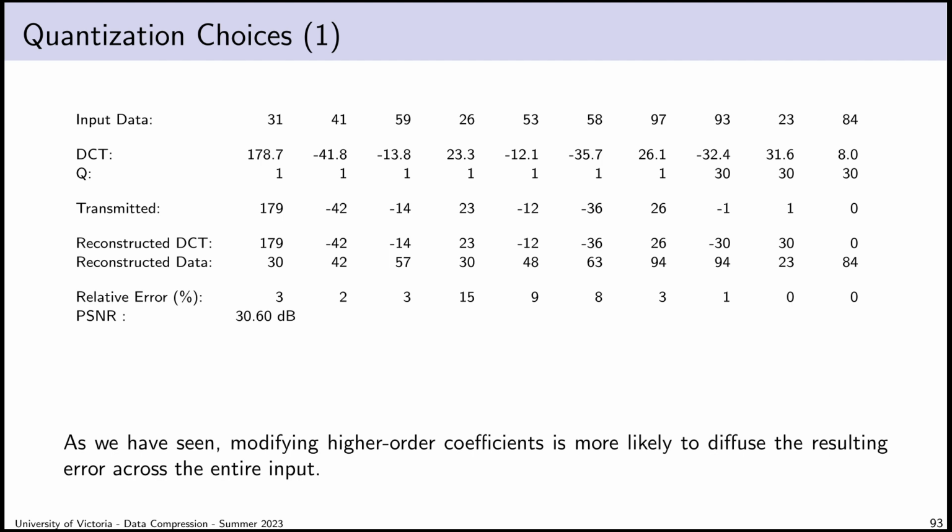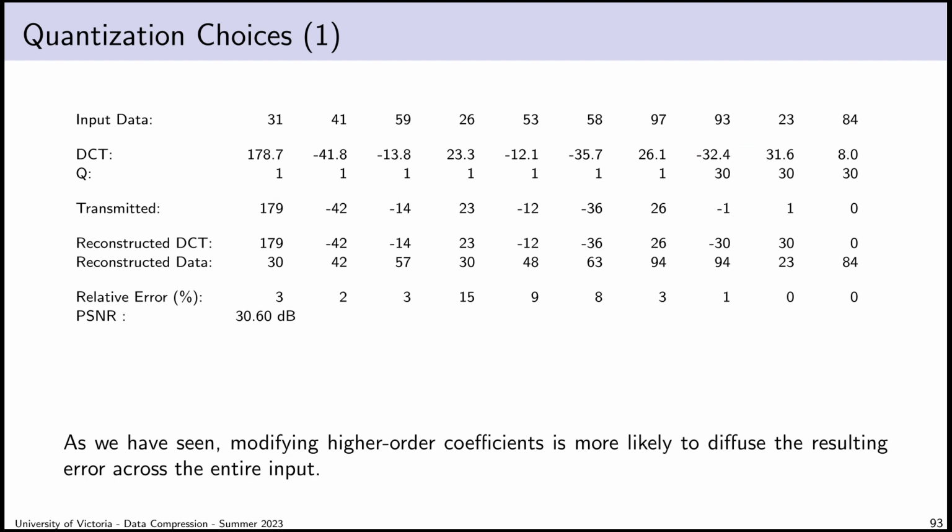Okay, and we can generalize that to even larger sequences. So we know that modifying higher order coefficients tends to diffuse the resulting error better. And so in general, that means I have some motivation to choose quantizer vectors that ramp up, maybe gradually, maybe abruptly, but starting at small values to large values. So in this one, I've decided to quantize by transmitting the first few coefficients at very high precision, at full precision besides rounding, and then suddenly slam the quantizers up to 30.